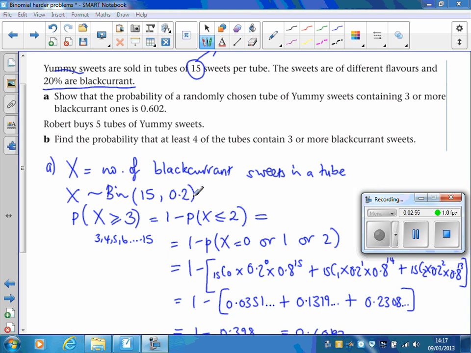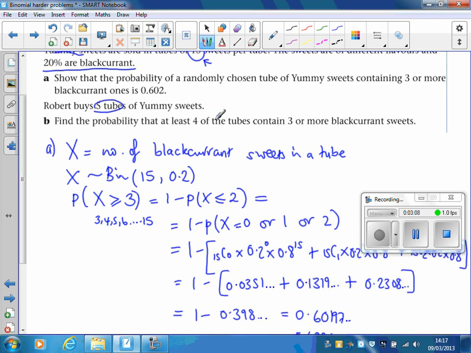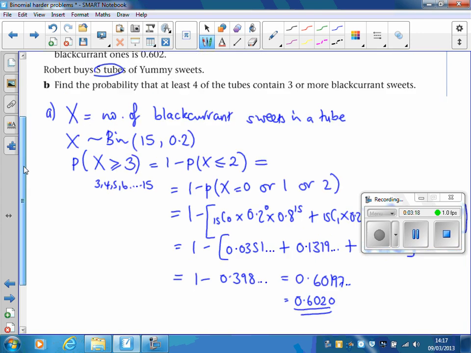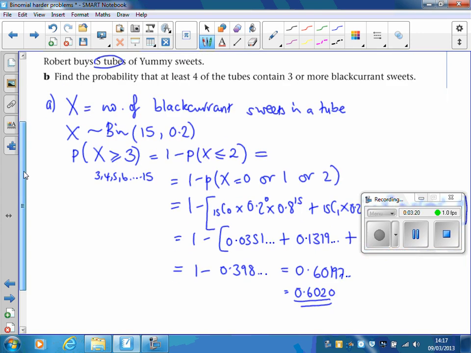Now the question becomes a bit more difficult because along comes Robert and he buys 5 tubes of yummy sweets, and each of those 5 tubes contains 15 sweets. And the question says, what's the probability that at least 4 of his tubes contain 3 or more? Now we've already worked out the probability of 3 or more blackcurrant sweets appearing in a packet of 15. So we've already done part of it.